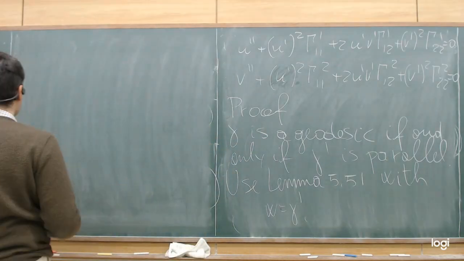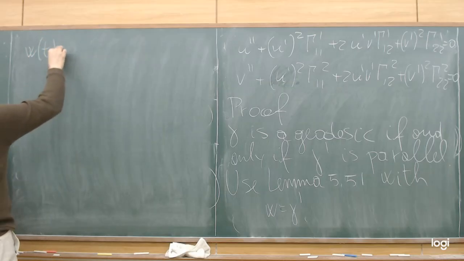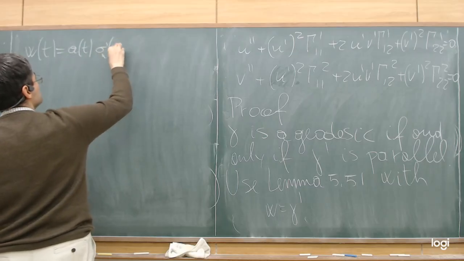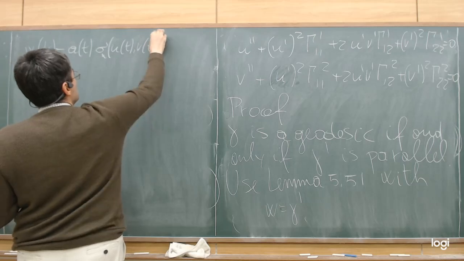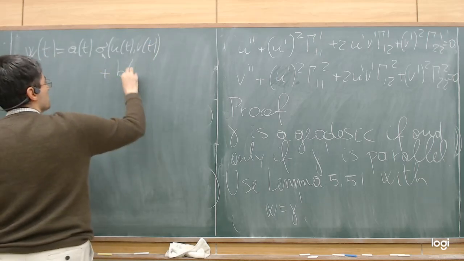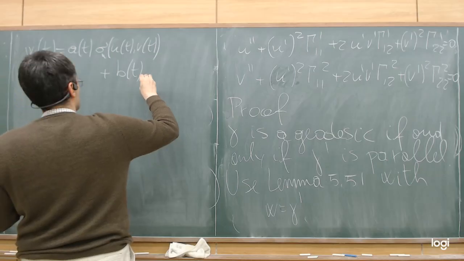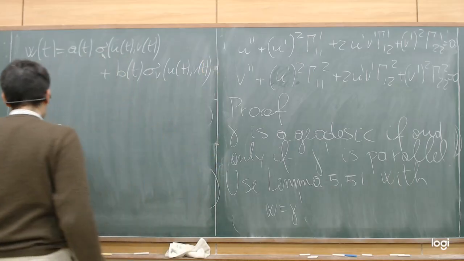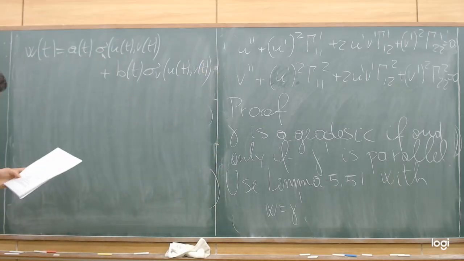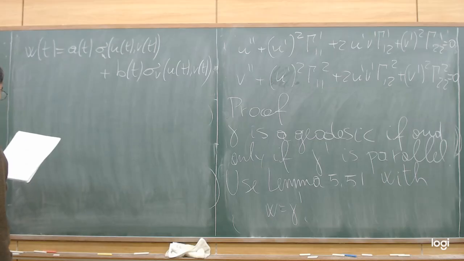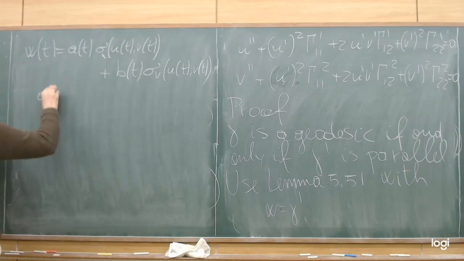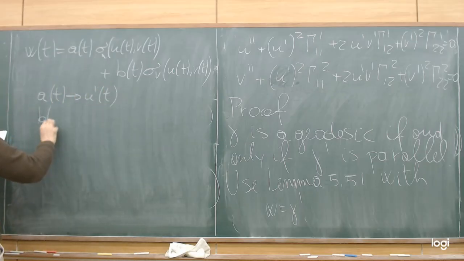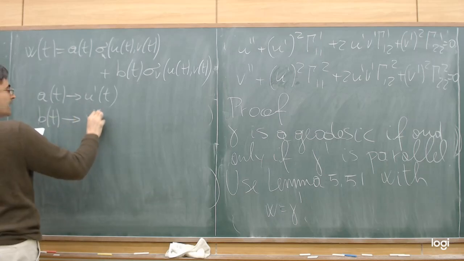If you do this, what you are doing is to replace the function A with the function u prime of t and the function B with the function v prime of t.